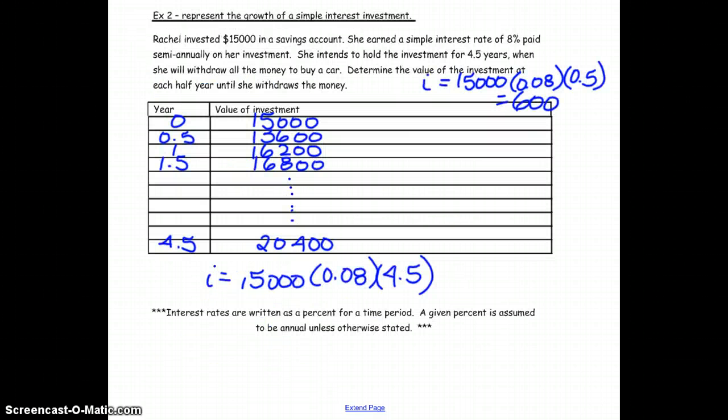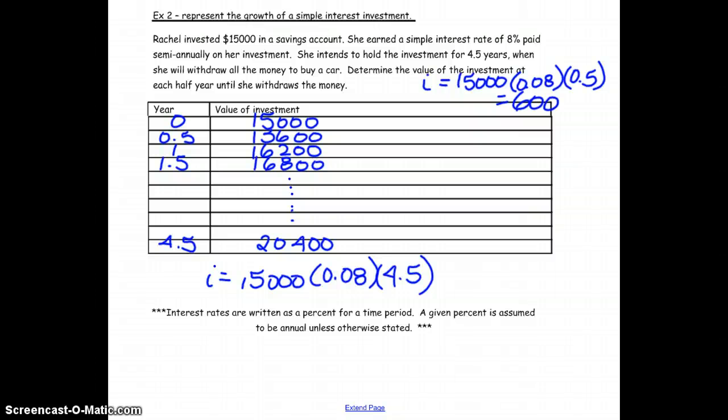So then example 2. We calculated if she had an investment for 4.5 years at 8% and it was every half year, we wanted to figure out how much she had. So we actually could make a chart to do this. You can put your year and half year because that's when she's looking at it, all the way to 4.5 years. And we figured out that the interest for every term is $600. So if you keep adding $600 on every half year, you'll get to her total, which is after 4.5 years. You could have also done this by just putting your interest formula and plugging in 4.5 years, 8%, and $15,000, and you'd get the exact same answer as we did here. So there's two different options.